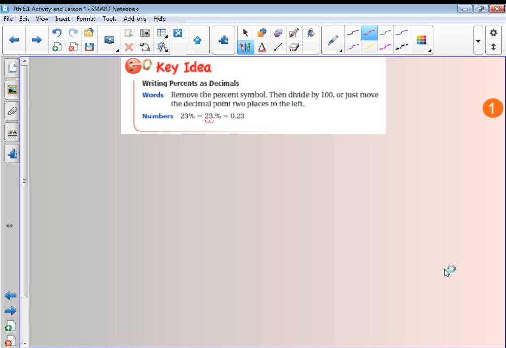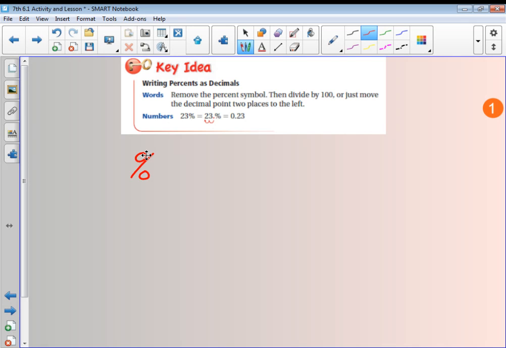Okay, this is our first part of 6.1 where we're going to be working with writing percents as decimals. So to convert a percent to a decimal, we have to remember that percents are always of 100. So a perfect score on a test is 100%. So percents are always of 100. One visual cue that I can give you is that percent sign.